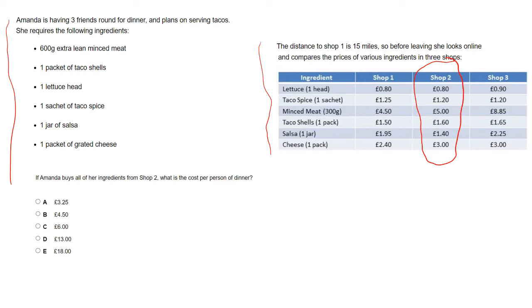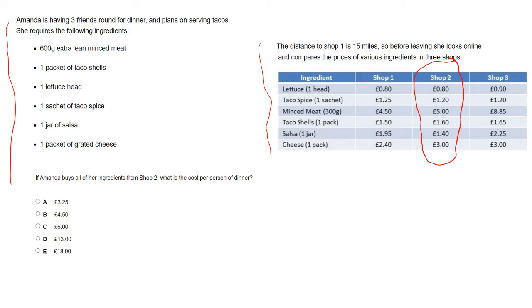So again, this is fairly straightforward, but there are traps. The first trap is that we want cost per person. So all we can do is add up the total cost based on the items and then divide that by the number of people. And the big danger is that you'll say, 3 friends, let's divide by 3. But of course she's going to eat as well, unless it's going to be a very weird dinner party. So it's actually going to be 4 people eating. And so once you've got the total cost, you're going to divide by 4, not by 3.